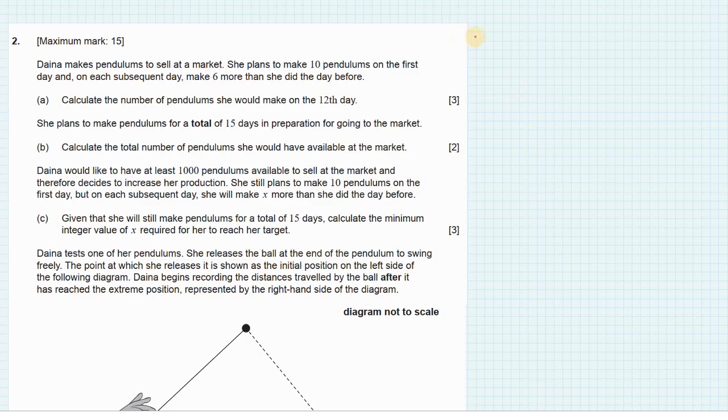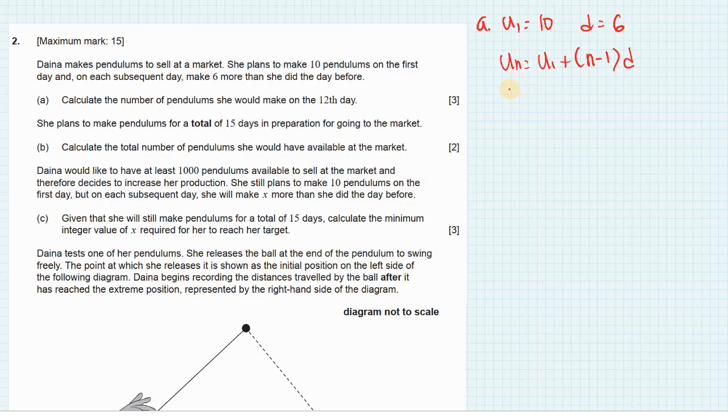For question A, this is an arithmetic series. U1, the first term, is 10, and each subsequent day means the difference is 6. Calculate the number of pendulums she would make on the 12th day. So Un equals U1 plus n minus 1 times the difference. Let's just input it.